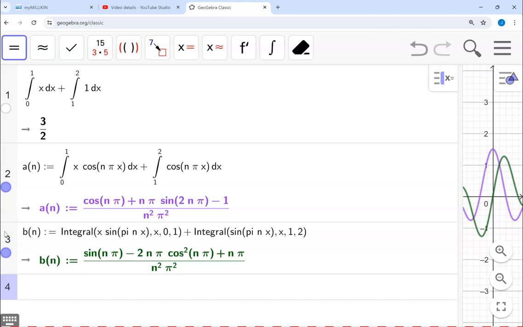Again, this is what GeoGebra doesn't understand: what you mean by n. It doesn't know that you're talking about integers. That's why it doesn't simplify it.